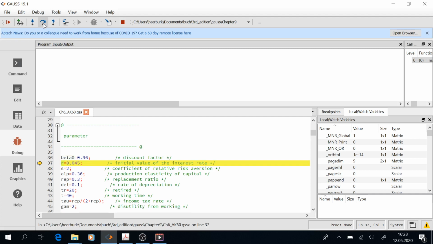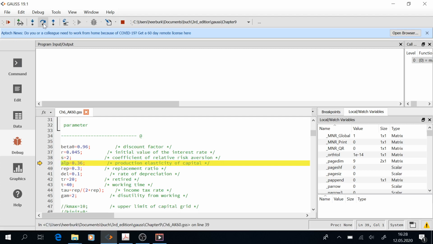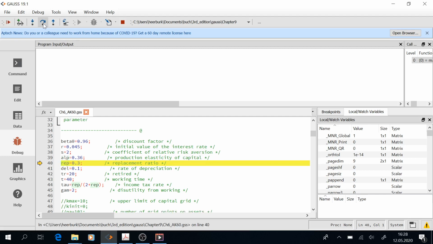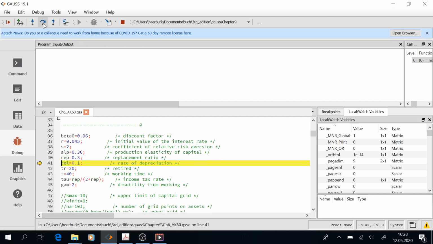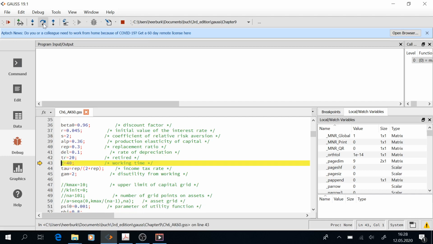Interest rate 4.5% initial guess, or 4%, whichever. The inverse of the intertemporal elasticity of substitution is equal to 2.0. Production elasticity of capital equal to 0.36. The replacement rate of pensions with respect to net income is equal to 30%. Depreciation rate is equal to 10%. We set the number of periods during old age, TR, equal to 20, and the working time equal to 40 periods.